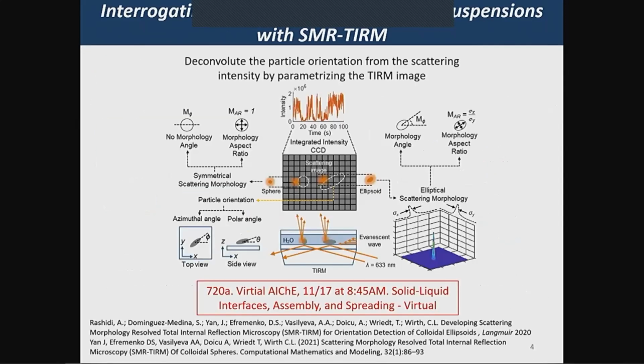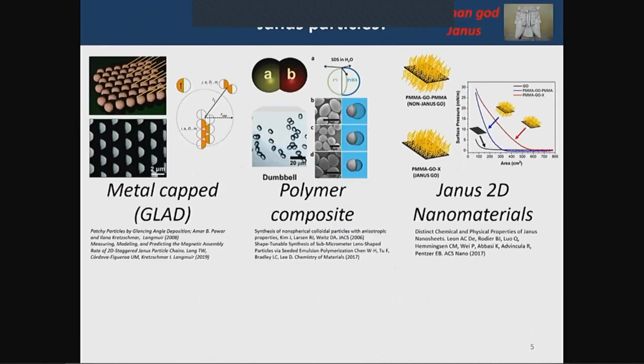So we're developing a technique called scattering morphology resolved TIRM, which we hope will allow us to apply some of this experimental technique to anisotropic particles. In any case, I'm not talking exactly about that today. I'm talking about that next week at the virtual meeting in case you care. But this talk is somewhat about anisotropic particles.